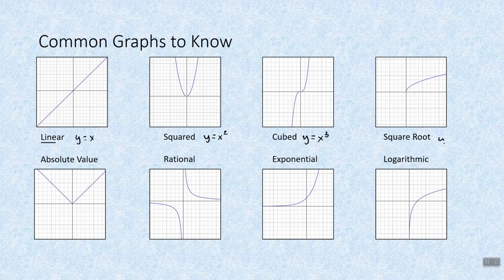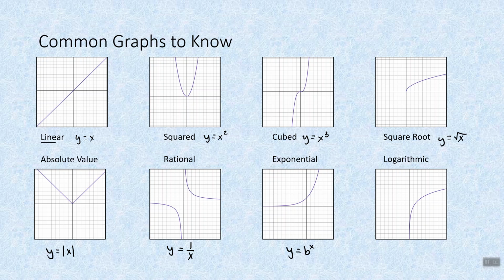A square root graph, square root of x, right, is only a piece of it. And you can see the domains and the ranges of these various functions as well. Absolute value of x, right, always makes the result non-negative. A rational function, y equals 1 over x. Notice there's some issues here at 0. Things are getting weird. An exponential function, and we'll get to these shortly.